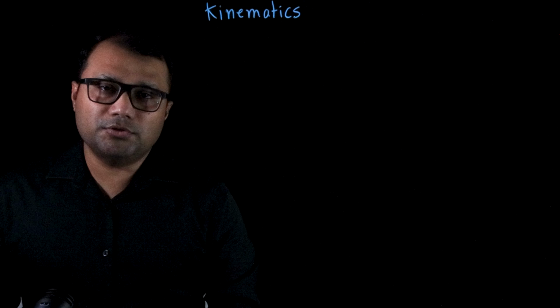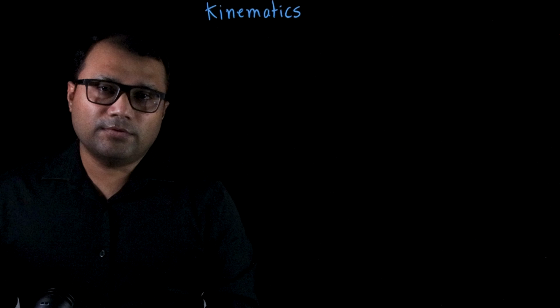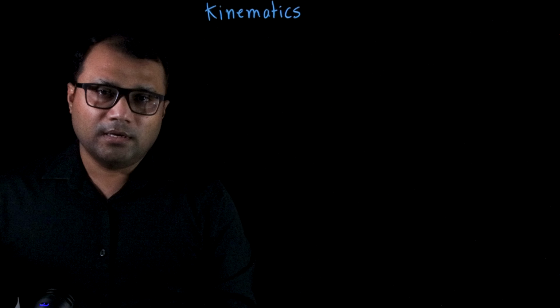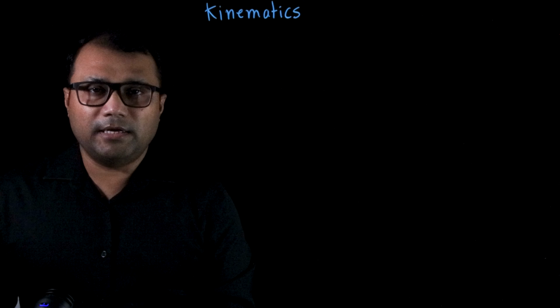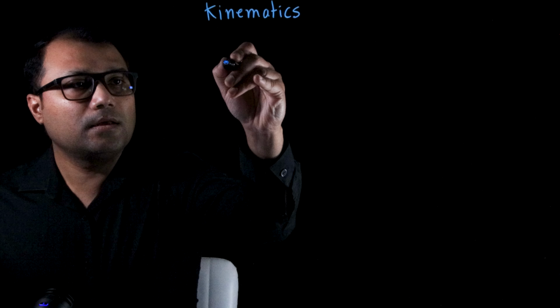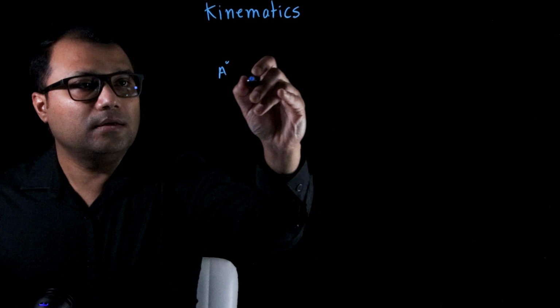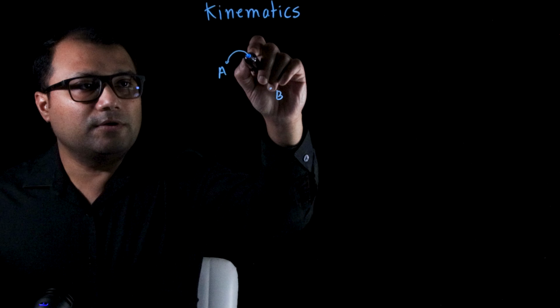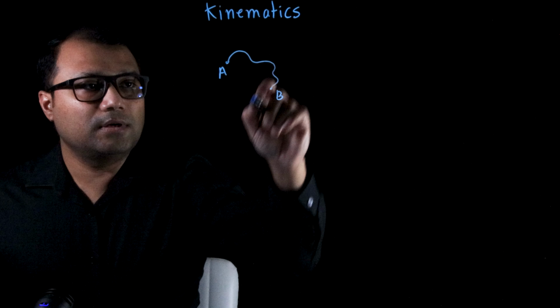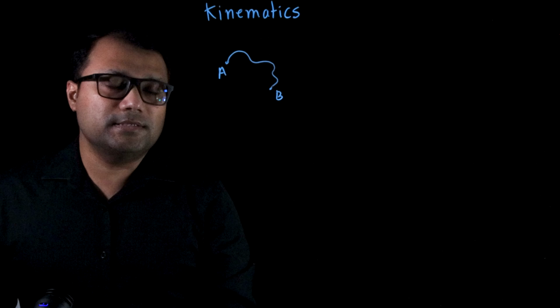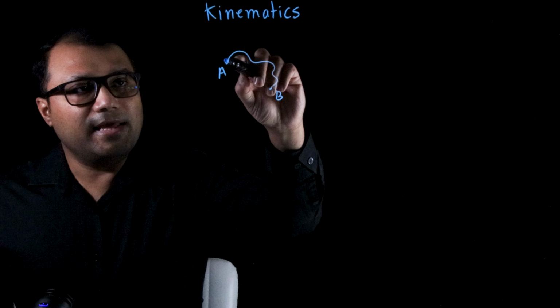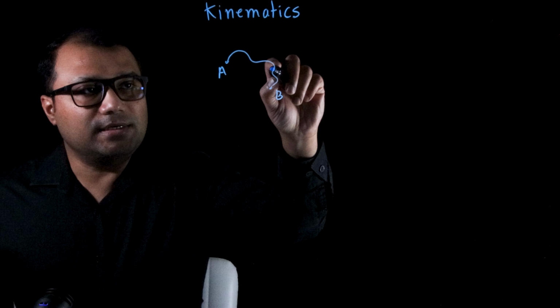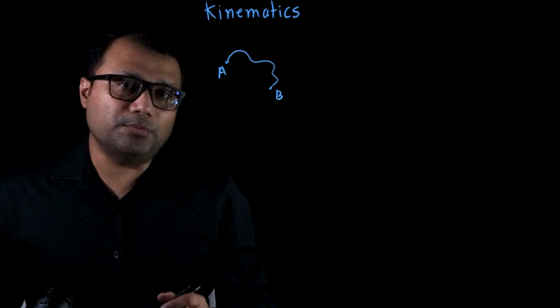Let's start with introducing a few concepts. First concept I want to talk about is distance and displacement. When a body moves from a point A to point B, let's say this is point A and this is point B, it can move in whatever fashion it wants. Let's say it covers a path like this. The length of this path is the distance that the body covered from A to B.